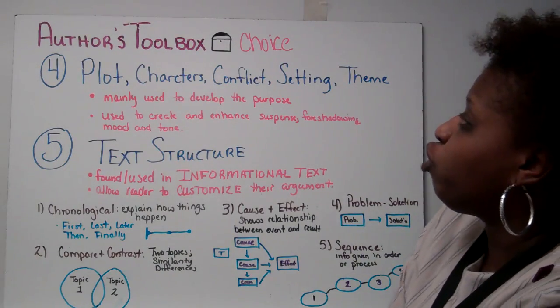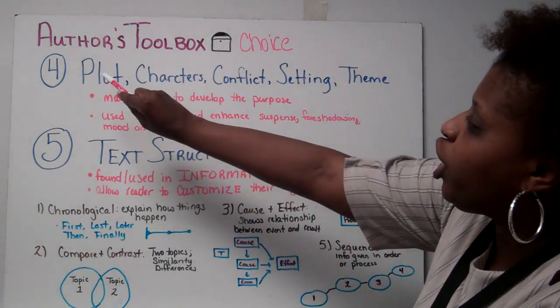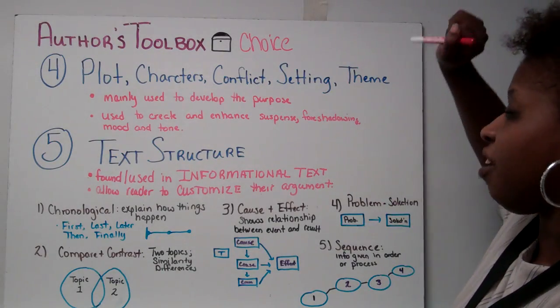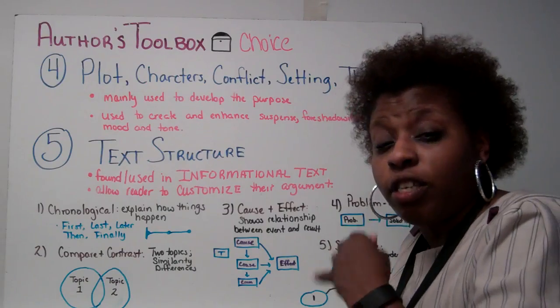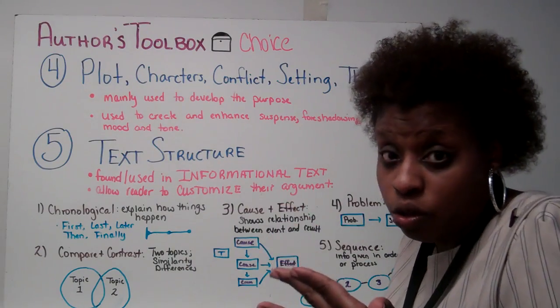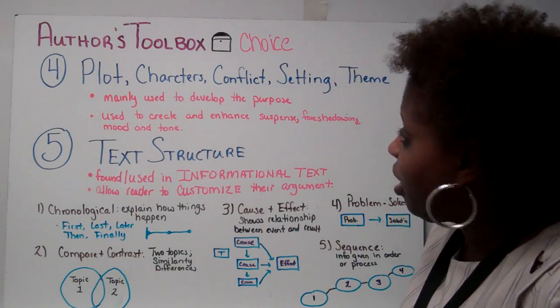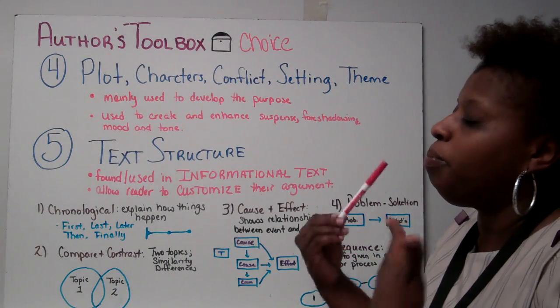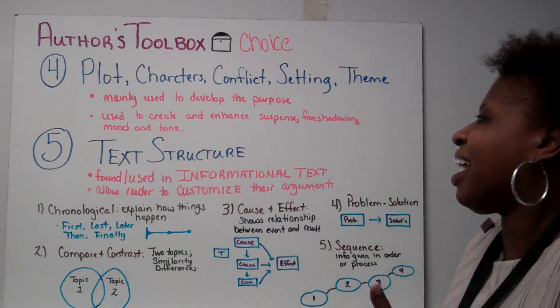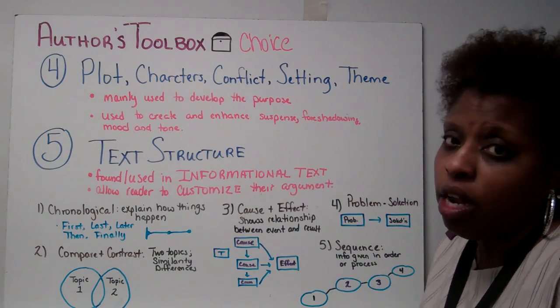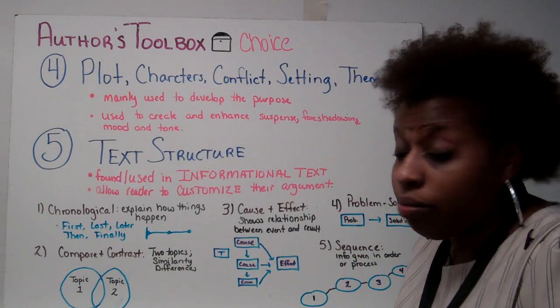Number four in the author's toolbox is plot, characters, conflict, settings, and themes. These are the 5 factors and features when you're writing a short story or a piece of fiction. So they're mainly used to develop the author's purpose. And they're used to create and enhance suspense, foreshadowing, mood, and tone.